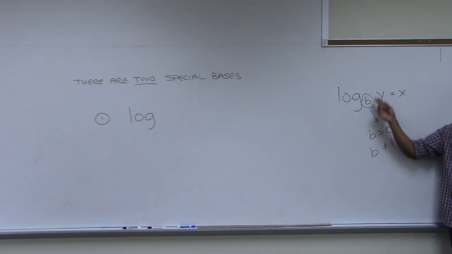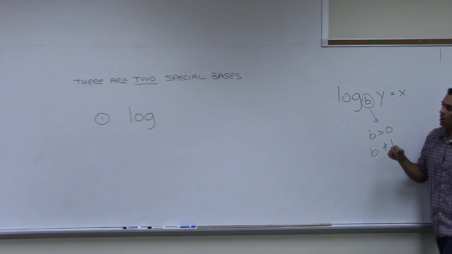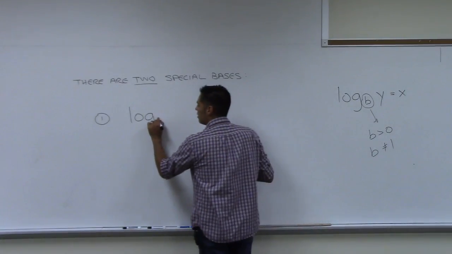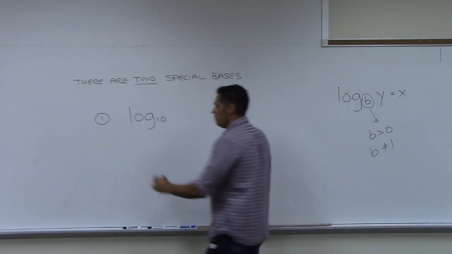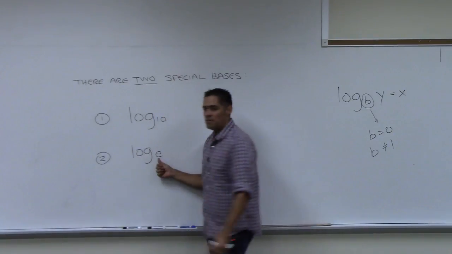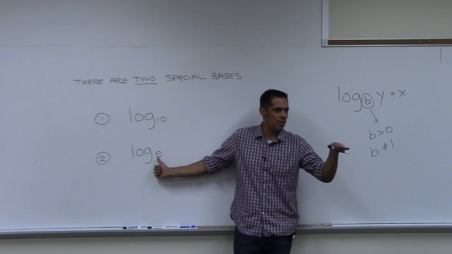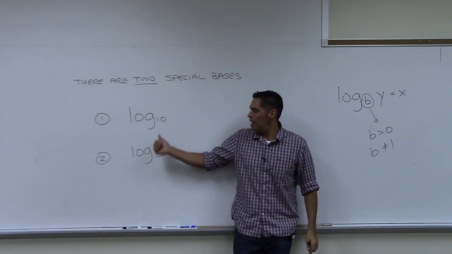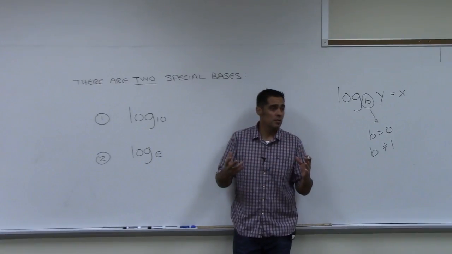I have log base 2, log base 3, log base 4, log base 1/2, as long as it's positive and not 1. But there are two that are extremely important in mathematics, and they are the two I'm putting up here. Log base 10, and the second one is log base e. Now, I talked about e when we were talking about exponential functions. And I told you that e was a very special number, right? When we have log base 10 and log base e, these are like our two most used logarithms.